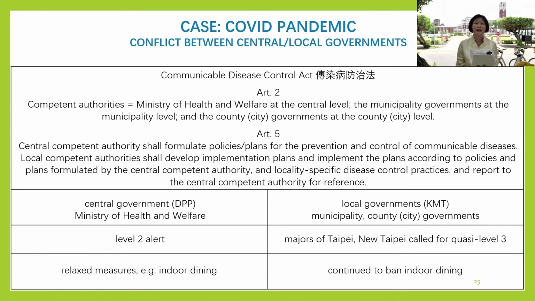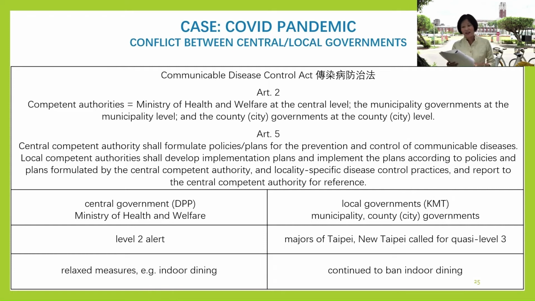So they were demanding a higher alert level. So here we already see that there was some kind of conflict between the central government and the local government. And then when the situation eased, the central government relaxed the measures and then said, okay, now under certain circumstances, we again allow the indoor dining. So this is what the central government said.